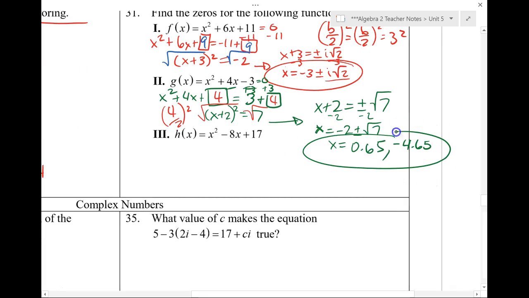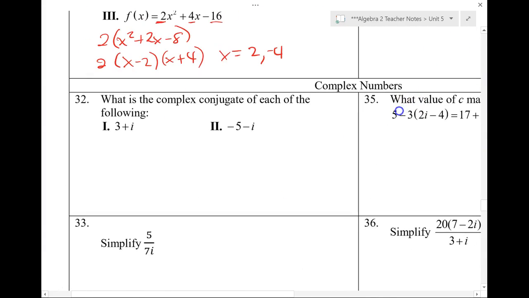Okay, and there's our solutions there. Alright, let's go to this one. Now we're working with complex numbers. So what is the complex conjugate of each of the following numbers?